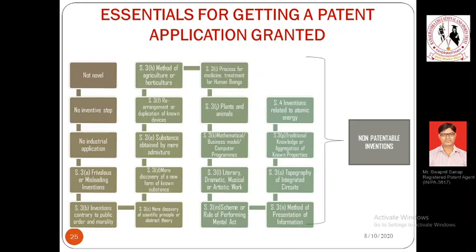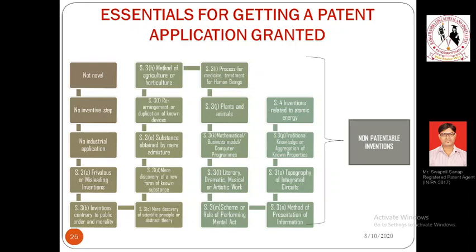Mere discovery of a new form of known substance. For example, NaCl, the salt that we eat in our daily life, daily food items. If you come up with something in a different form and you just rename it from salt to XYZ, you'll not get a patent for it because it's a discovery of a new form of known substance. You're not doing anything innovative in that. You're just copying the original content.